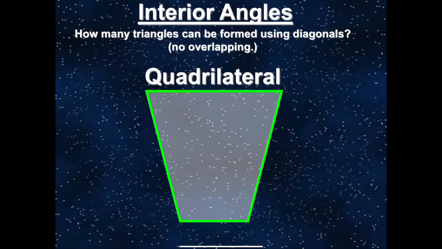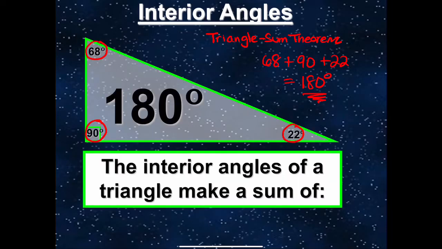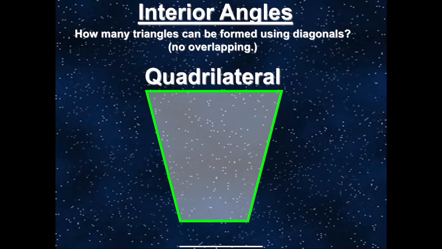Now let's start exploring different types of polygons. So we just talked about a triangle, which we know has 180 degrees. Well, let's look at quadrilaterals and different shapes after that. Now the question I'm posing in this presentation is how many triangles can be formed using diagonals? Now when I say diagonals, I'm talking about these kind of things. These are diagonals right here. All right, now this says right here without overlapping.